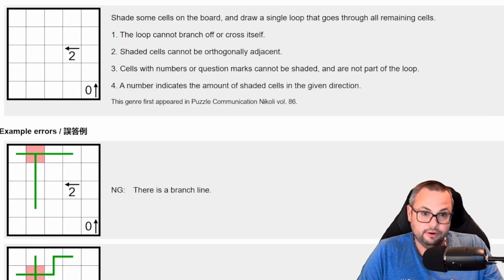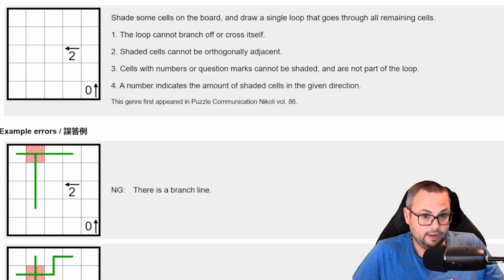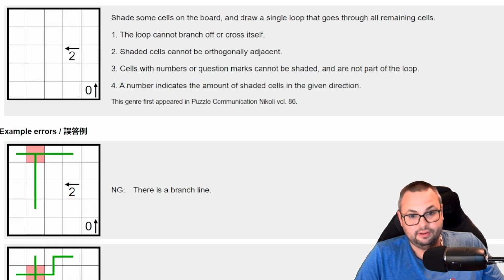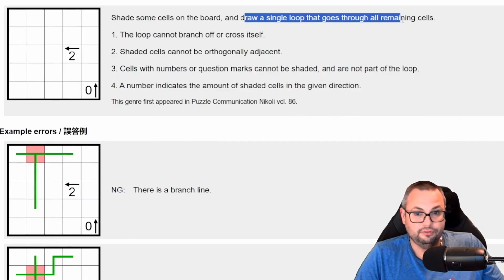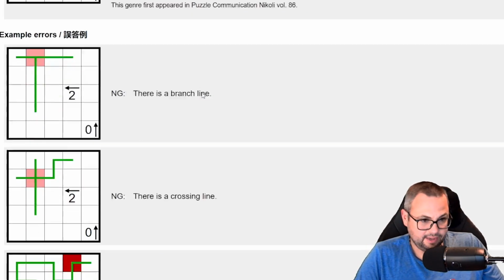Okay. And so here are the rules. So the loop cannot branch or cross itself. Shaded cells can't be orthogonally adjacent. Cells with numbers or question marks cannot be shaded and are not part of the loop. And a number indicates the amount of shaded cells in the direction given. I should say here at the beginning, just to be clear, the loop goes through all remaining cells that you don't shade.